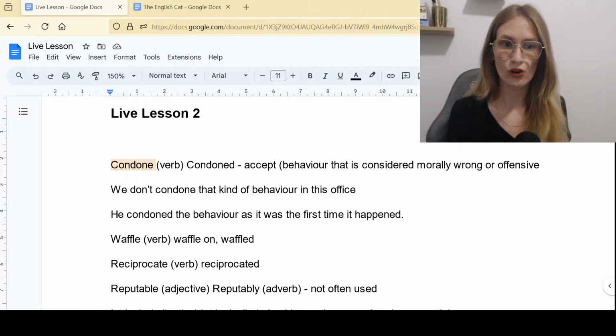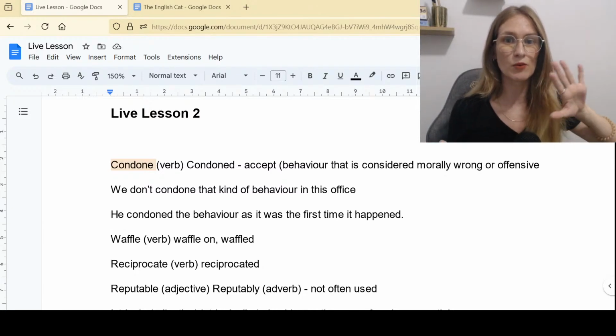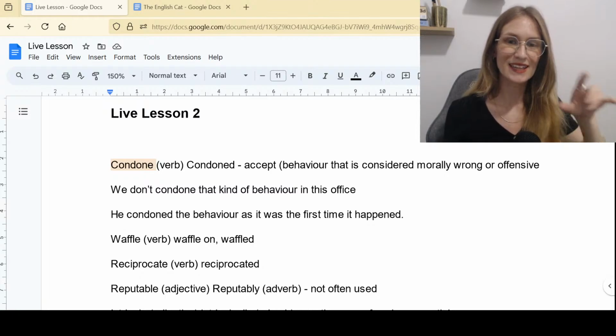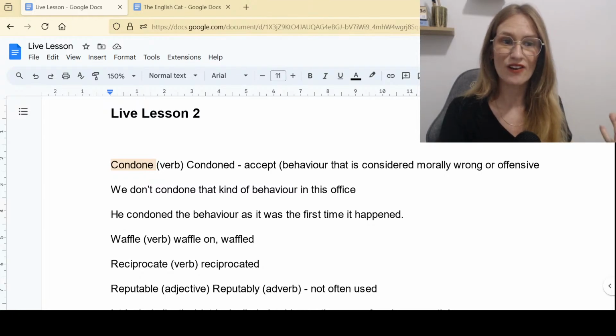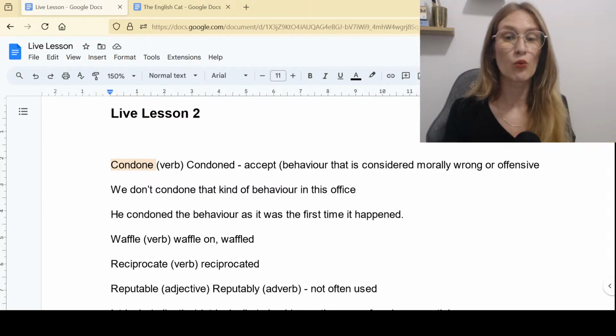So maybe you have a colleague, a friend that likes to talk in circles. They start on this point and then they move to this point and then they move to this point. And they go round and round in circles and they never really get to the point that you need them to get to. So by saying they were waffling on means they were talking in circles. They were going round and round, but never actually gave me the answer, for example.